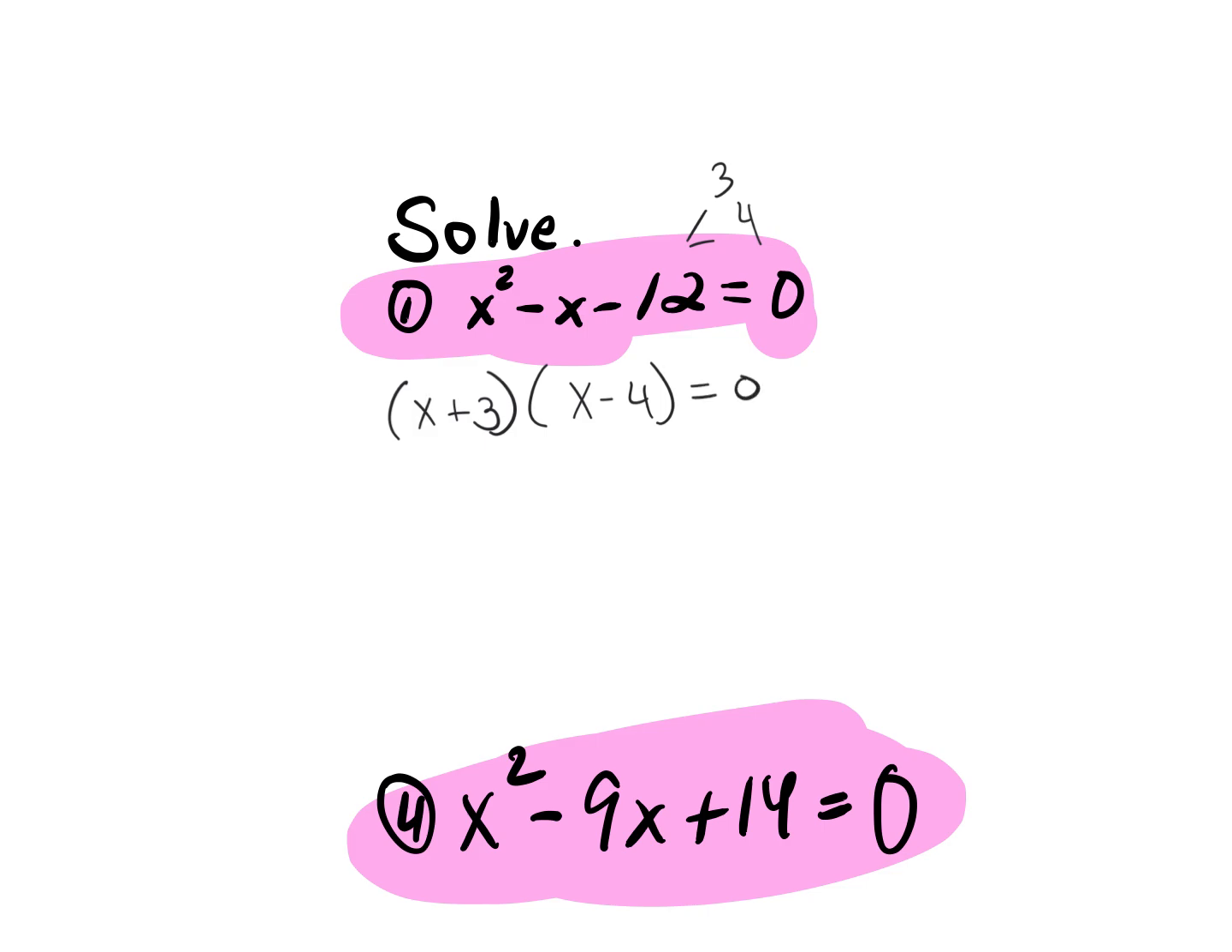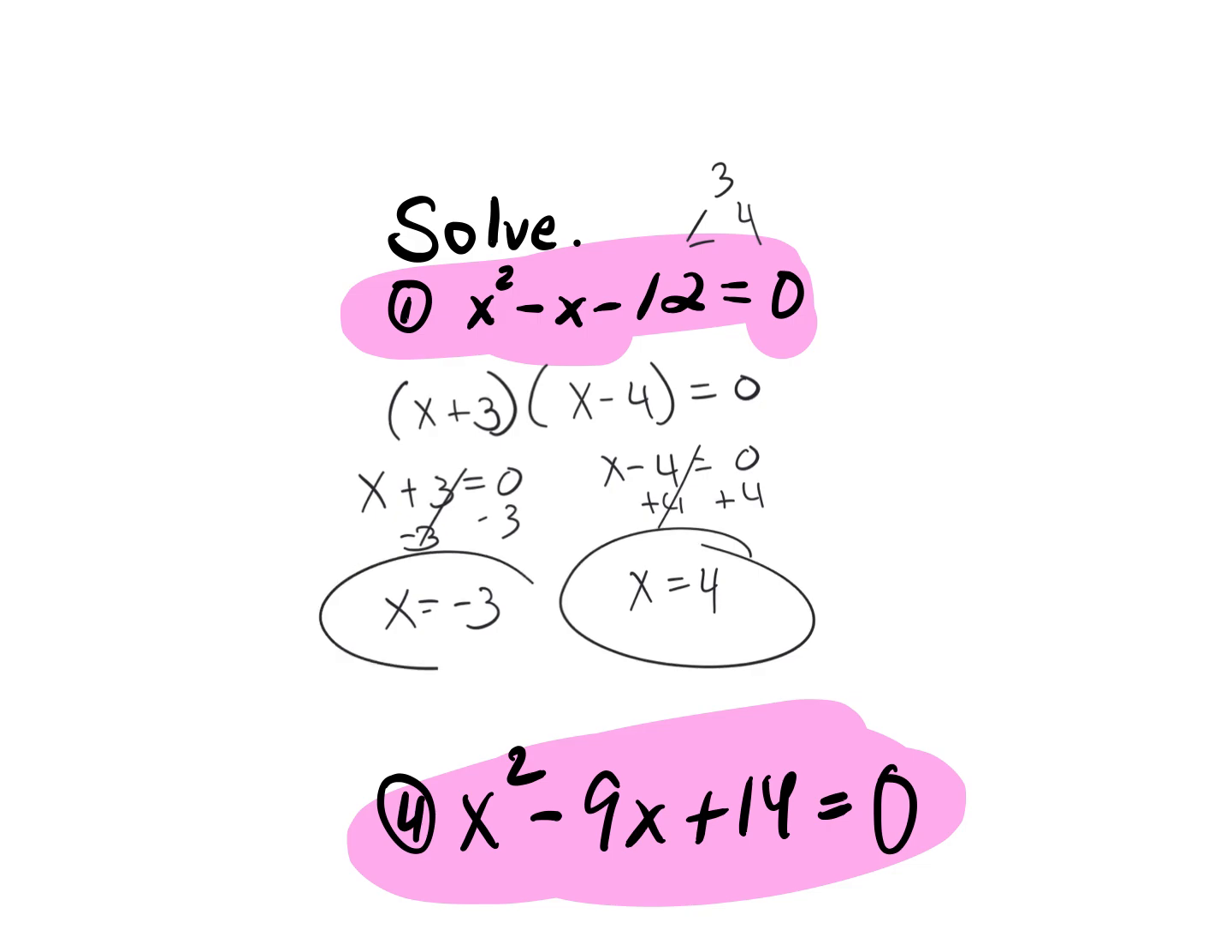We have to set each parenthesis equal to 0. So x plus 3 is equal to 0, and x minus 4 is equal to 0. We subtract the 3, and we get x is equal to negative 3. And then for the other one, we add 4, and we end up with x is equal to 4. This being our answer for number 1.